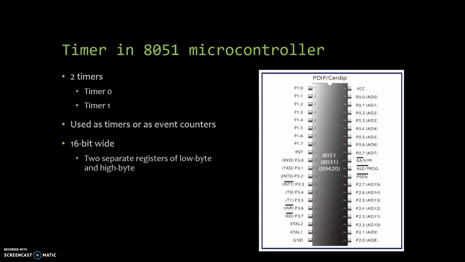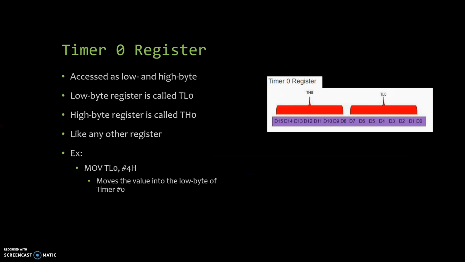Since the 8051 follows an 8-bit architecture, each 16-bit timer is accessed as two separate registers, a low byte and a high byte. Let's go next, to timer 0. The 16-bit register of timer 0 is accessed as low and high byte. The low byte register is called TL0, or timer 0 low byte, and the high byte register is called TH0, or timer 0 high byte.